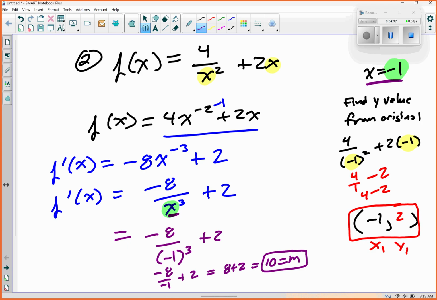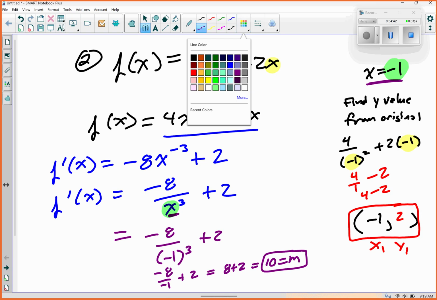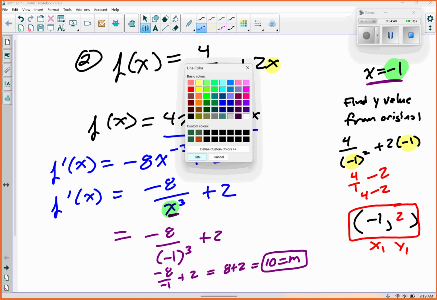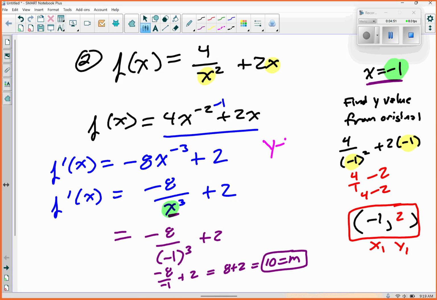All right, once you get to that point, let's change our colors to a nice pink. Then I'm going to use the point-slope equation from algebra 1. We plug in our x1, our y1, and our slope, so I'm going to get y minus 2. It's minus 2 because y1 was positive 2, and the slope is going to be 10. And x minus -1 gives me x plus 1.